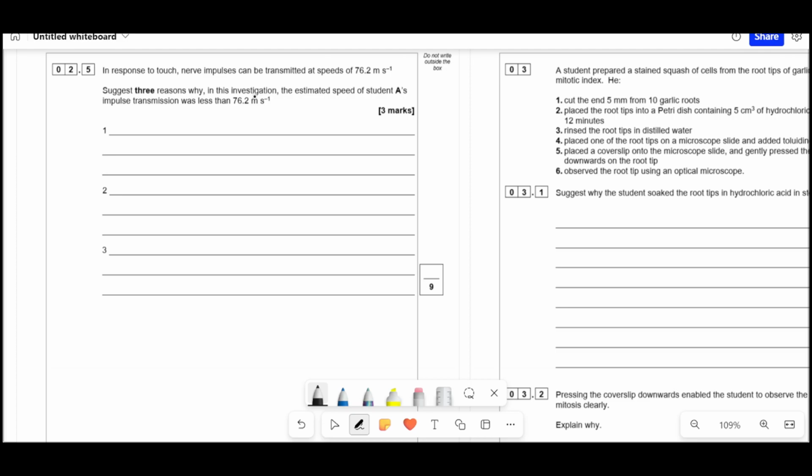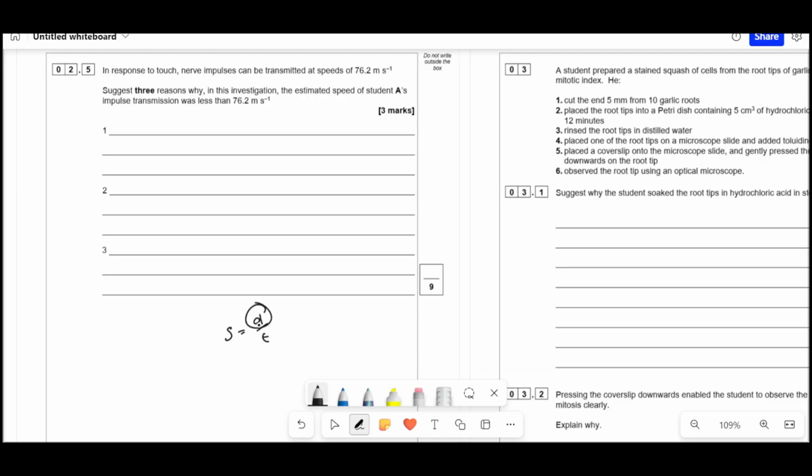In response to touch, nerve impulses can travel at speeds of 76.2 meters per second. Suggest 3 reasons why in this investigation the estimated speed of student A's transmission was less than 76.2. So again, the speed is going to be dependent on the distance over the time.